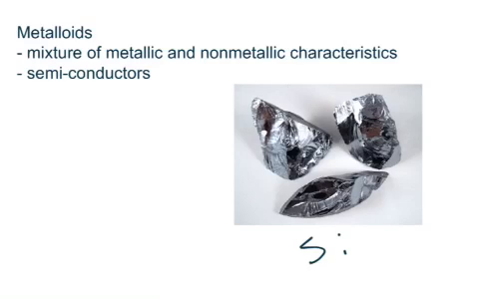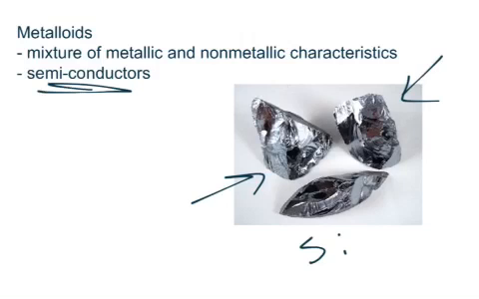This is an example of silicon, which is shiny like a metal, but it's also in these rocky clumps, which indicates that it's brittle. So it has a characteristic of metals and a characteristic of nonmetals. The vocab word that you want to recognize that goes with them is that they are semiconductors, which means they can conduct, just not as well as a regular metal.